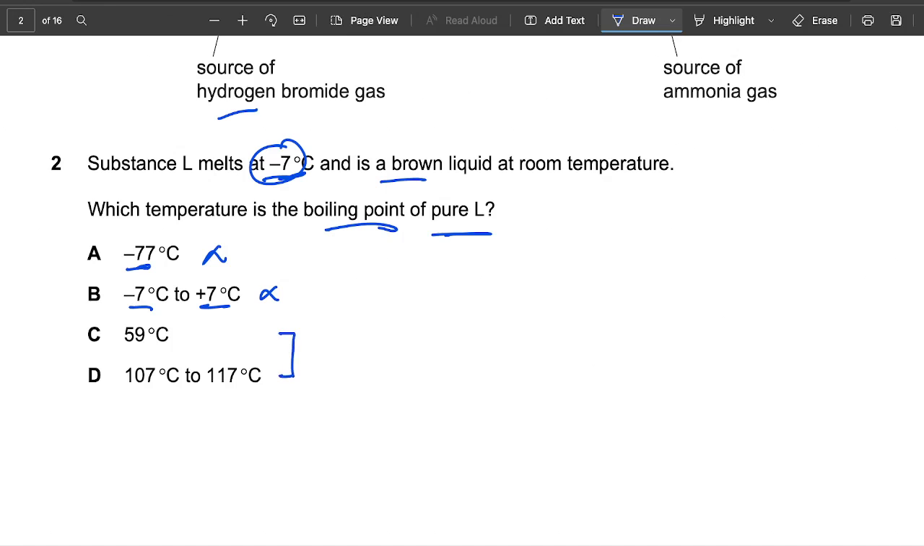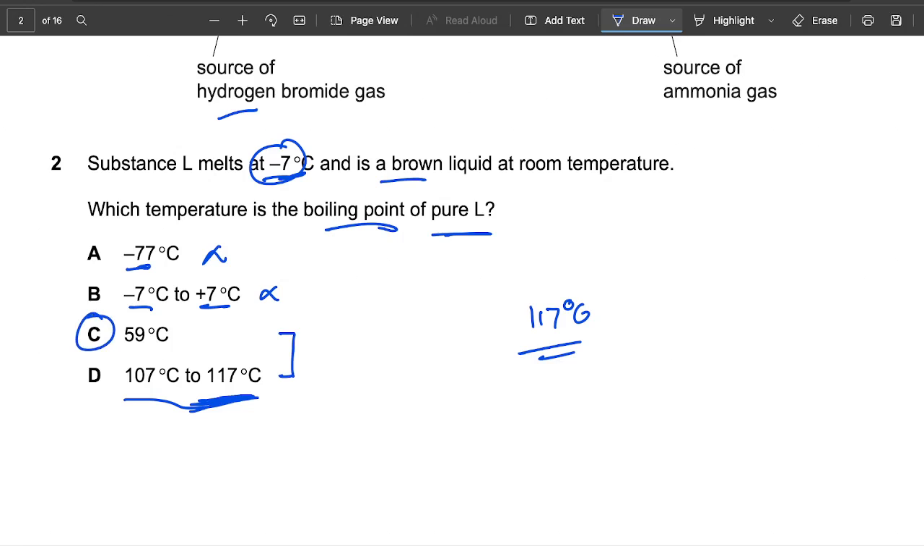Now we have two possibilities. It could be 59 degrees or it could be 117 degrees. But again, look at this. Because it's a brown liquid at room temperature, 117 degrees would be too high. The difference would be too high for a brown liquid, and I believe we have only around two liquids in the periodic table that we know, which is mercury and bromine. So in this case it will be bromine, and we know the boiling point of that is 59 degrees.